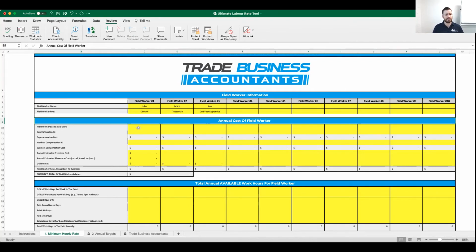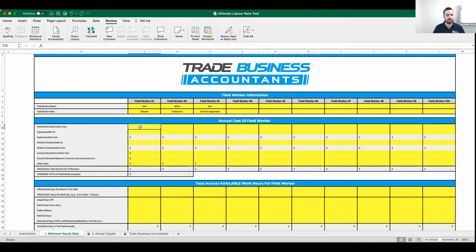So first things first, what you want to do is figure out the base salary cost. So this isn't every cost. This is just what is their base salary. Now, some of you might have casual workers or laborers on hourly rates. Make some assumptions, get a gauge of how often you think they're going to be working, and then multiply that by the hourly rate. That's going to give you a rough estimate for the field worker base salary cost.